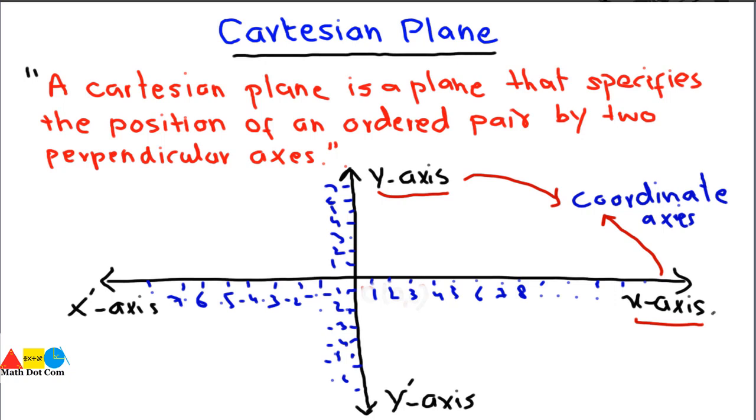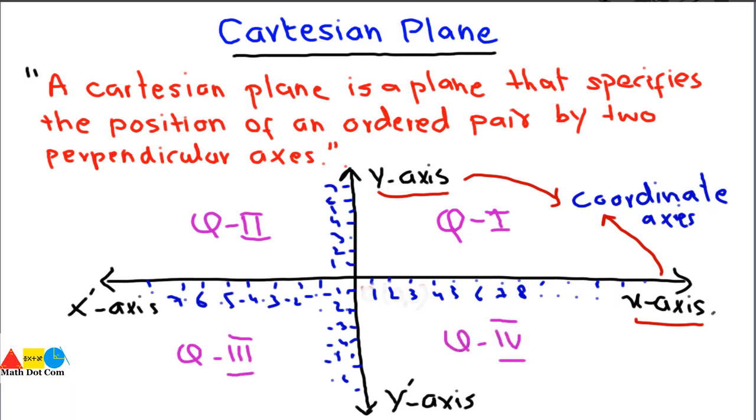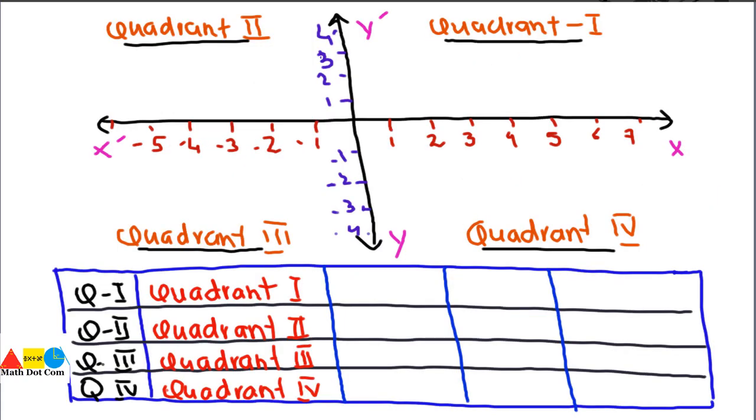Now this Cartesian plane is basically divided into four parts. The first part is this. This is quadrant 1. This is quadrant 2. This is quadrant 3. And this is quadrant 4. Now what are these quadrants? Let's discuss them one by one. So these are the four quadrants.